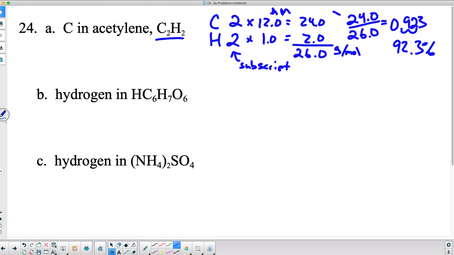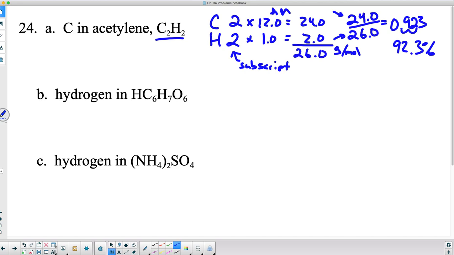Notice I took the total mass of carbon divided by the total mass of the whole compound. I'm going to do that over and over again. I'm going to do these 3 here, and then you're going to finish up the rest of them, just like we did with the first part for 3A.